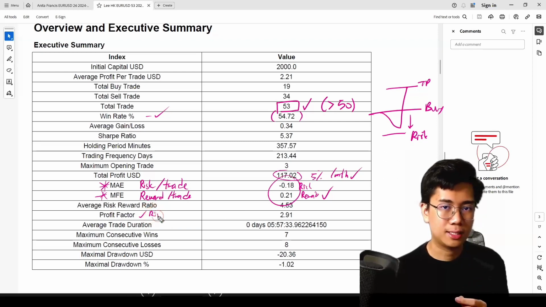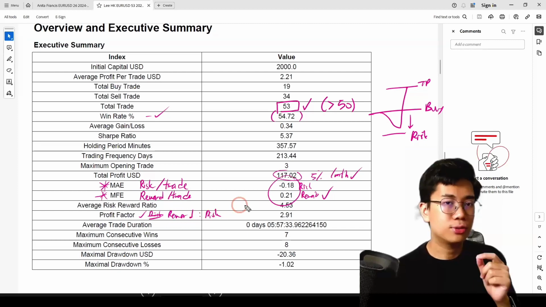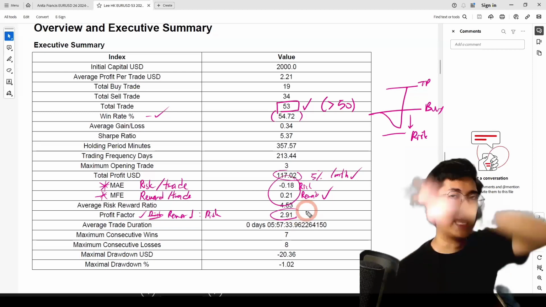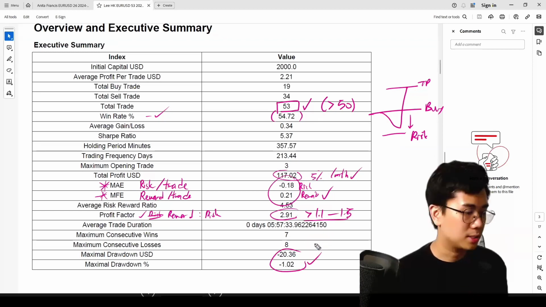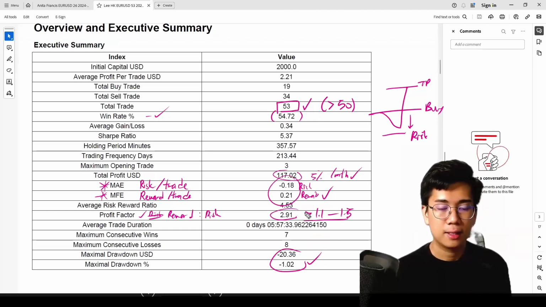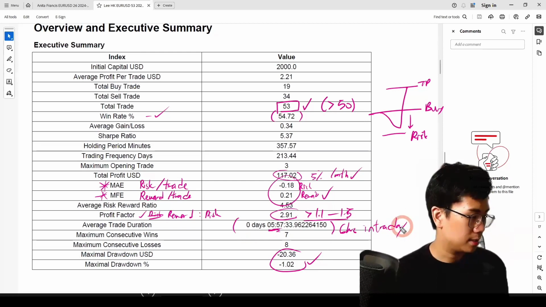Profit factor is reward over risk. This depends on your entire account, where more than 1.1 to 1.5 is good. Too high, something is wrong. But overall, performance-wise, your result is quite good because the drawdown is very low as well, and the average trade duration is 5 to 6 hours. So with 6 hours of trading, this is considered an intraday trader.